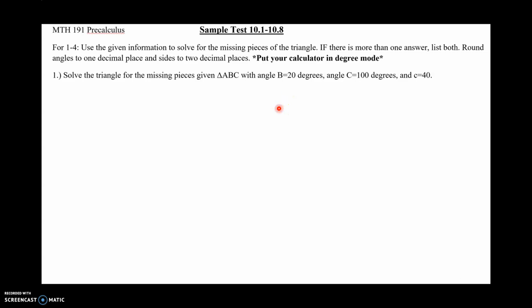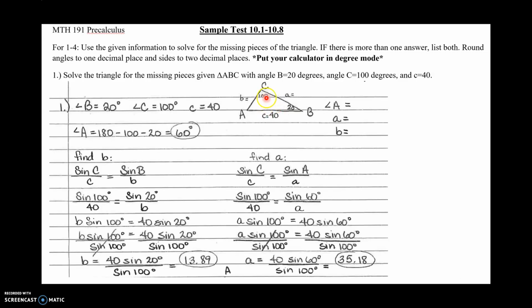Additionally, when you draw your triangle, it's extremely important that you draw the angles and the sides with the same letters opposite of each other. So angle A opposite side A, angle B opposite side B, angle C opposite side C. We're using the capital letters for the angles and the lowercase letters for the sides.